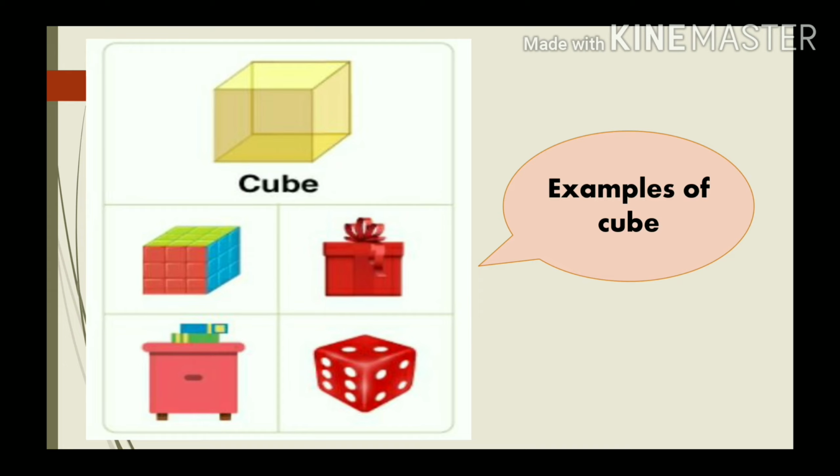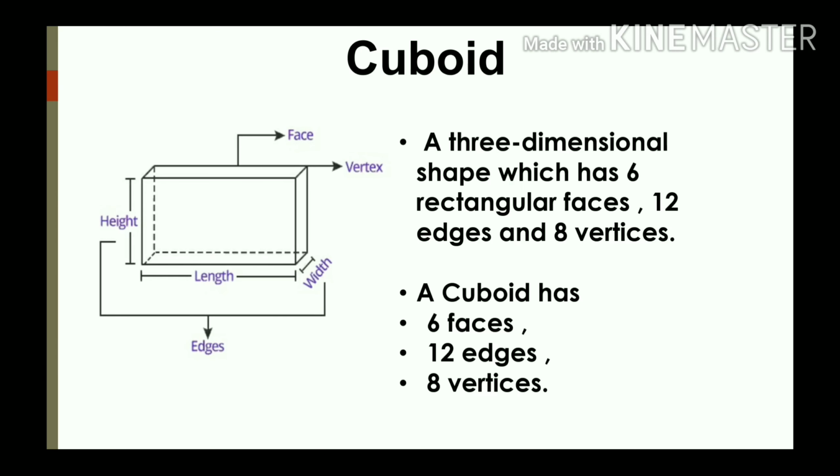Now here see examples of cube. So students, as you can see in this picture, there are so many examples of cube, but here some examples are given like dice, gift box, Rubik's cube, etc. Now students, let's see the properties of the next 3D shape, which is cuboid. So cuboid is similar to cube, a three-dimensional shape which has 6 rectangular faces, 12 edges and 8 vertices. Students, here you can see in cuboid also 6 faces, 12 edges and 8 vertices are there, just like in cube. But here the difference is cuboid has rectangular faces, unlike cube, because cube has all square faces, and its opposite faces are equal.